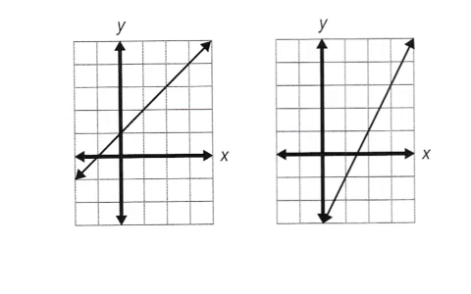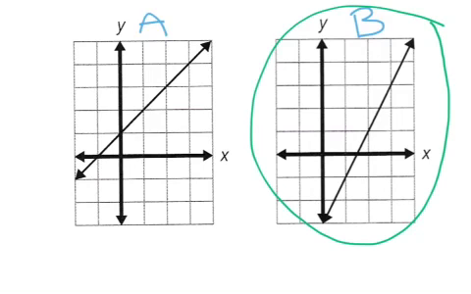Now look at these two functions. Which one do you think has a steeper line? Do you think it is graph A or graph B? If you said graph B, then you would be correct. Graph B has a steeper line. It has a greater rate of change.